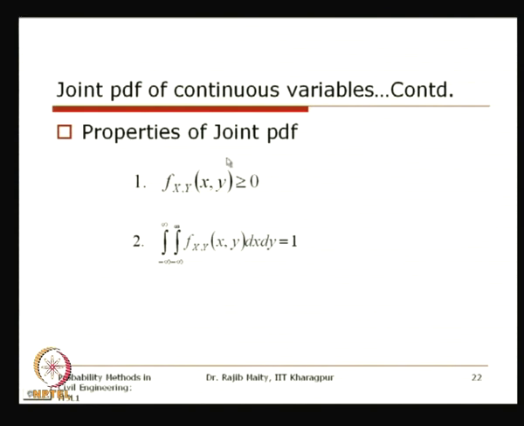Now, the properties of this joint PDF are that f(x,y) should be greater than or equal to 0, so it is non-negative, and if we integrate over the entire range of x and y, it should equal 1. This is straightforward, taken from the properties of the total area. Earlier, for the single random variable, we called it the area below the curve; here, the total volume below the surface should equal 1 in the case of the bivariate.